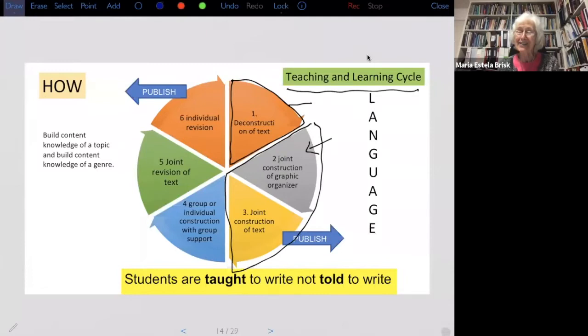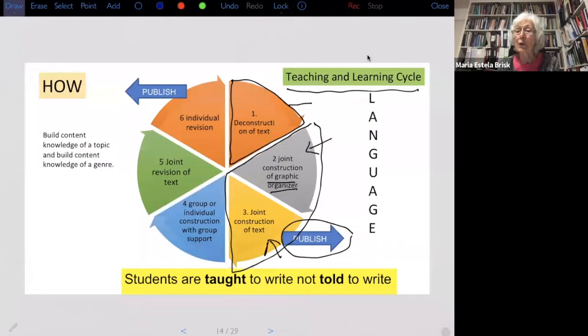And so we use graphic organizers that are helpful for the particular genre. So I have different graphic organizers depending on the genre. And so the teacher and the students plan together, and then they write together. So there is always a class piece that comes together. When the kids are very young, that might be what you end up publishing. And you do the work that way.